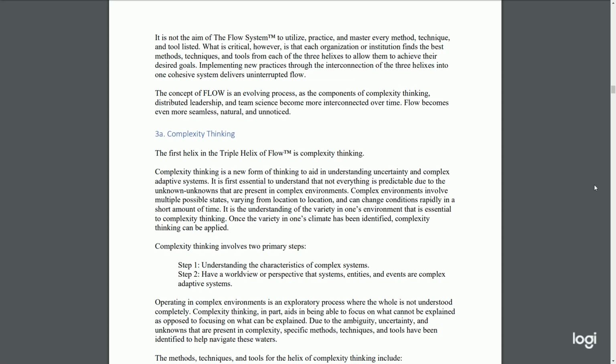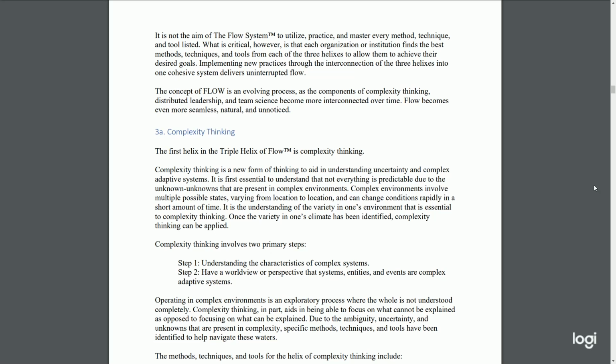It is not the aim of the flow system to utilize, practice, and master every method, technique, and tool listed. What is critical, however, is that each organization or institution finds the best methods, techniques, and tools from each of the 3 helixes to allow them to achieve their desired goals. Implementing new practices through the interconnection of the 3 helixes into one cohesive system delivers uninterrupted flow.